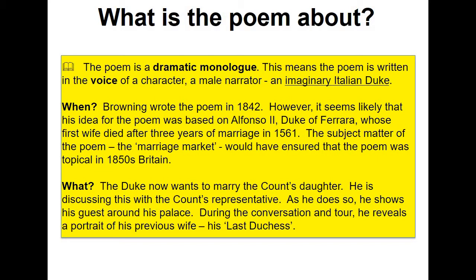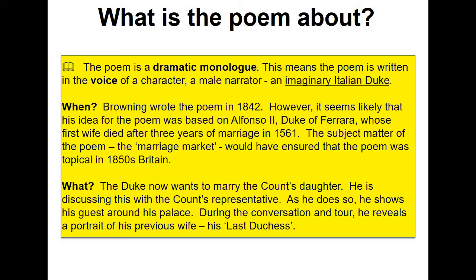So a dramatic monologue means it's a poem written in the voice of a character. Because it's a monologue, it means we only hear the voice of one character. We very much always get given the sense of another character because we get given the idea of them talking to someone, but we only hear one character's voice. Now, in this particular dramatic monologue, our narrator is a male, and it's an imaginary Italian duke. But how imaginary is questionable.